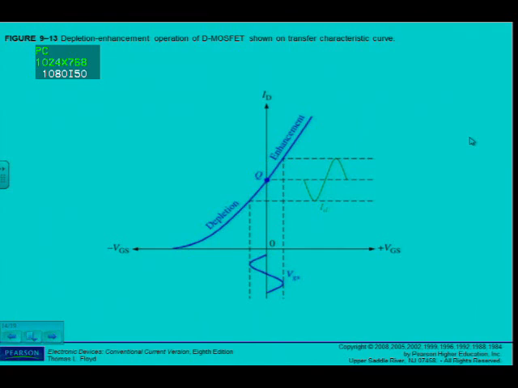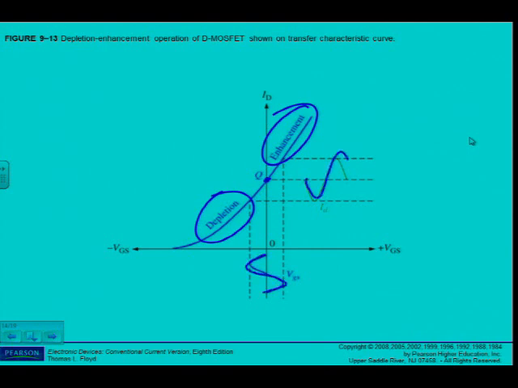Depletion-enhancement operation for the D MOSFET is shown on the transfer characteristic curve, as I can see here. Here's my Q point, remember. So it's operating in the enhancement and in the depletion region. And I can see here as I'm changing around the Q point, VGS and ID are also changing. So the negative swing in VGS produces the depletion mode, as I can see on that portion.